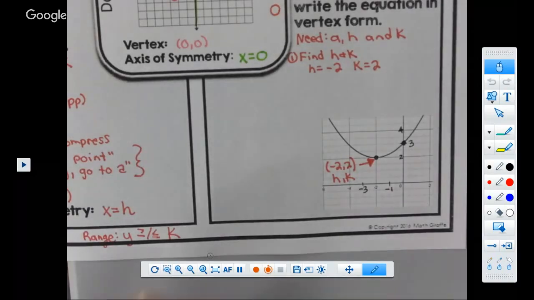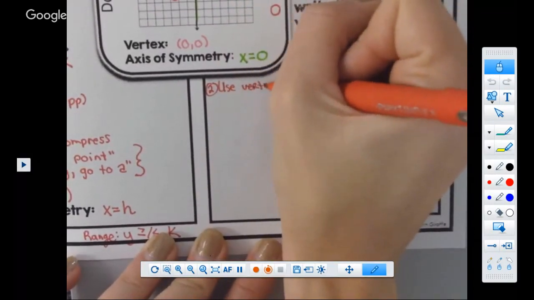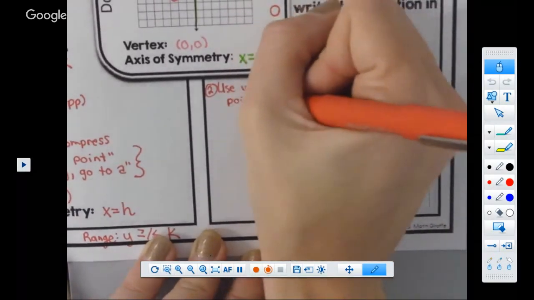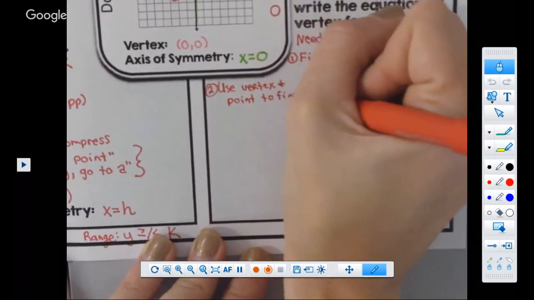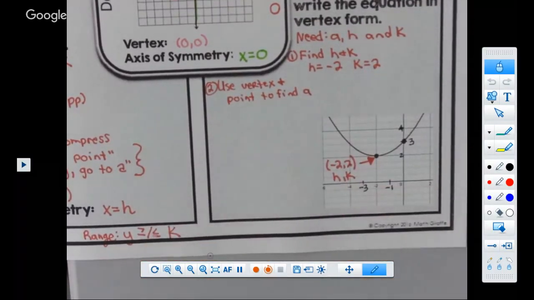Okay, so here's the second phase of this. We're going to use the vertex and a point to find a. So we have the vertex. We need any other point. Do we have another point on this parabola? Yeah, they actually give us more than one. But I went ahead and highlighted this one because what's the x value of that point right there? It's going to be easy to work with.